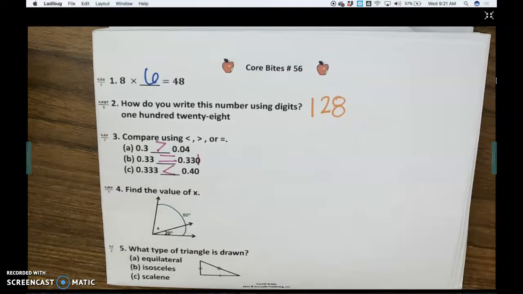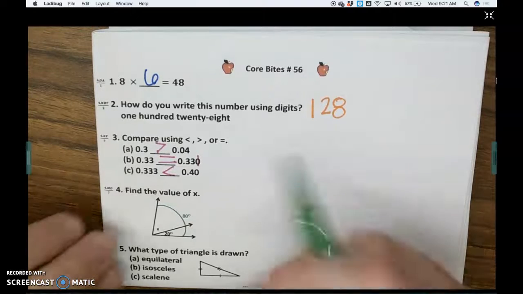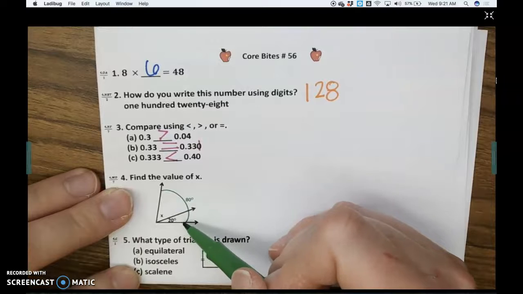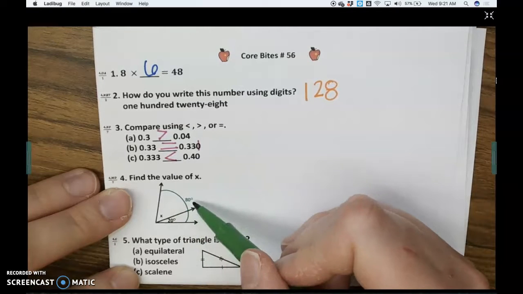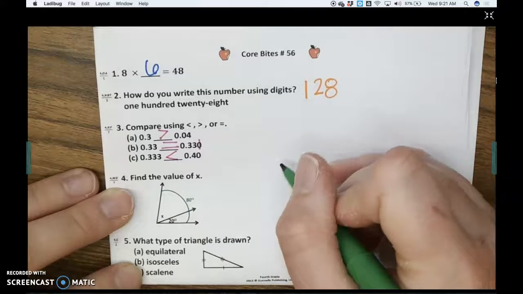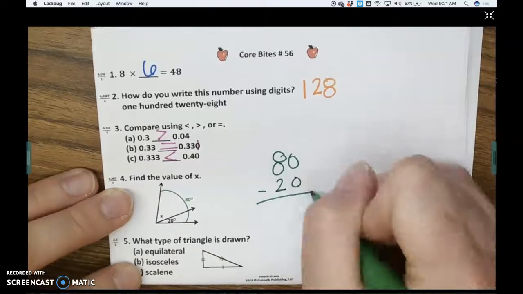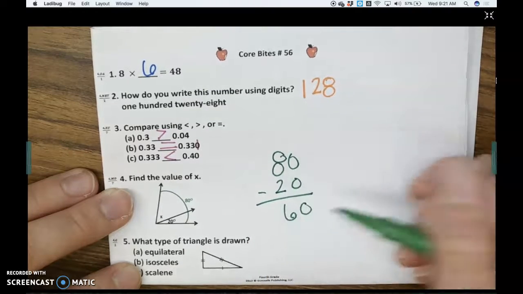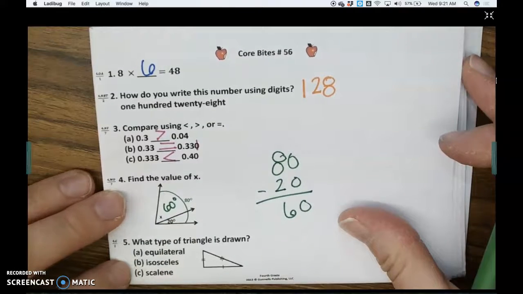For your angles, you've got to try to find the missing value. So you know that the whole angle is 80 degrees. This piece is 20. So you're trying to find the missing piece. So all you do is subtract the 20 from 80 to find the missing part. So if you do 80 subtract 20 right there, 0 minus 0 is 0. 8 minus 2 is 6. So your missing angle would be 60 degrees.